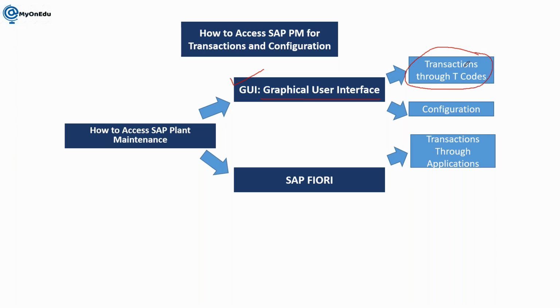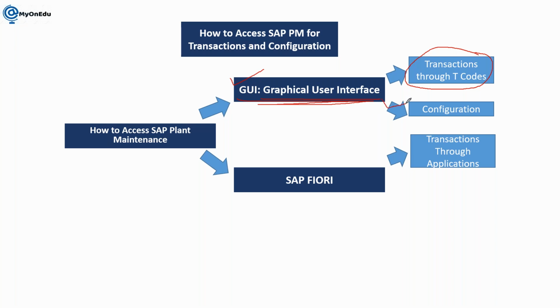For example, if you want to create a notification, you need to put in a transaction code. IW21, for example, is the transaction code through which you can create a plant maintenance notification. And to manage this plant maintenance notification, you need to do some configuration. This has to be done here in GUI only.